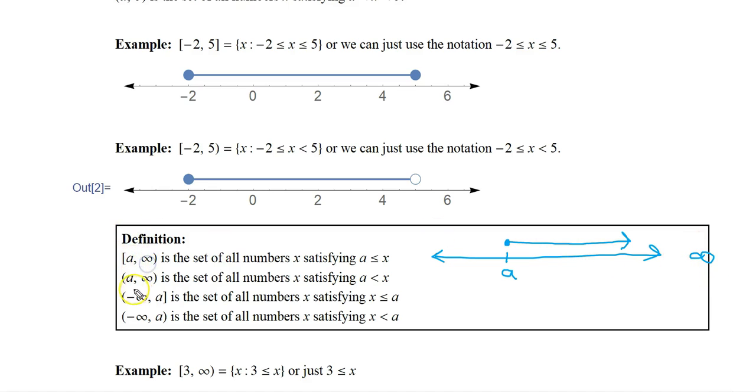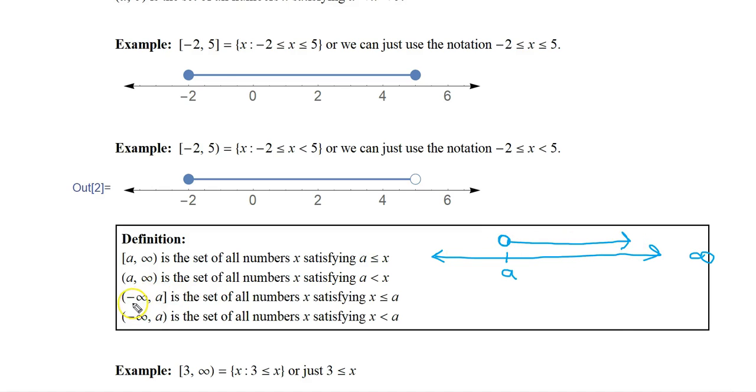We have the open set a to infinity. So that's just the set of all real numbers x strictly bigger than a but not equal to a. So in that case we would just put a little open circle right here at the a, and it would be all the numbers strictly larger than a.